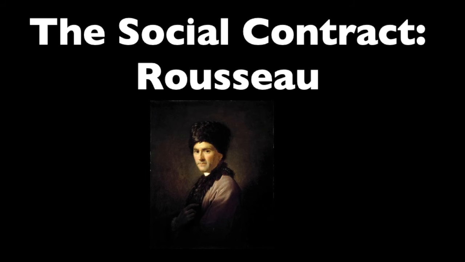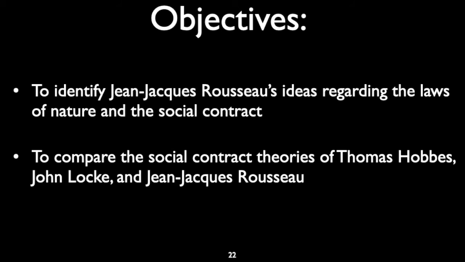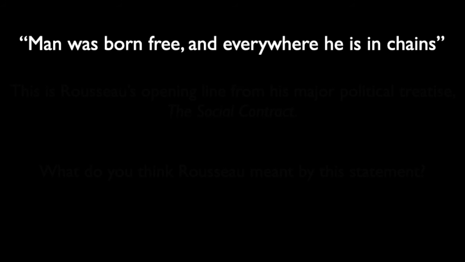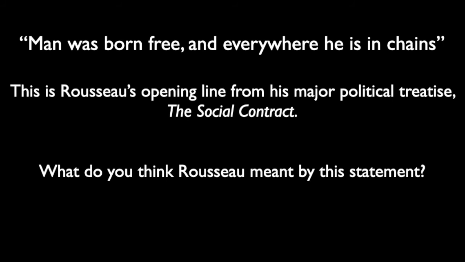The Social Contract and Jean-Jacques Rousseau. Our objectives are to identify Jean-Jacques Rousseau's ideas regarding the laws of nature and the social contract, and to compare the social contract theories of Hobbes, Locke, and Rousseau. Man was born free, and everywhere he is in chains. This is Rousseau's opening line from his major political treatise, The Social Contract. What do you think Rousseau meant by this statement?